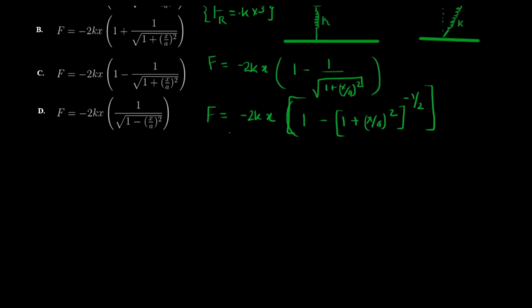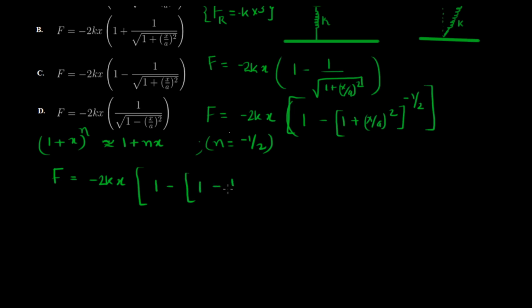So that's the equation we are going to get. Now we expand this thing, that is (1 plus x) to the power n. You have nearly 1 plus nx, right? So you have n equal to minus 1 by 2 in this case. So what I'm going to write is F equal to minus 2kx times 1 minus (1 minus 1 by 2 times x by a the whole squared), right? In the approximation of (1 plus x) to the power n.